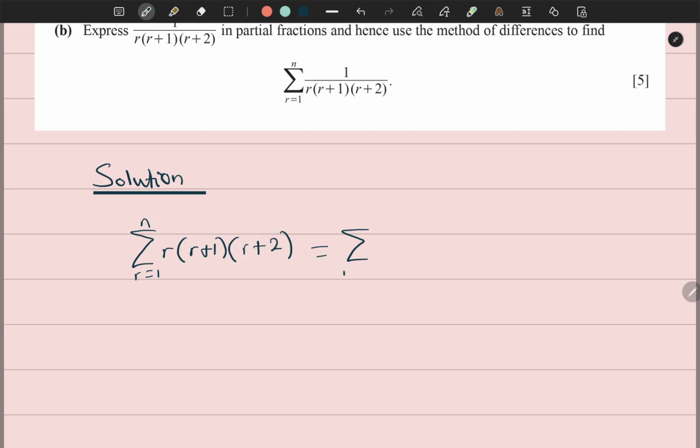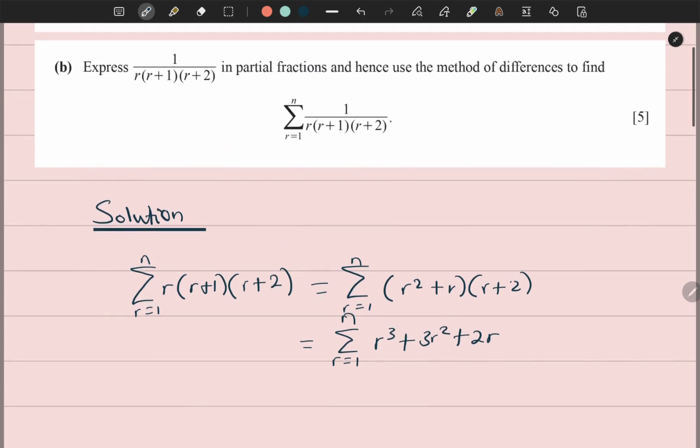So, r equals 1 to n. The first expansion there becomes r squared plus r, then in brackets r plus 2. So let's proceed to expand the two brackets now. Sum from r equals 1 to n, then this will give us r cubed plus 3r squared plus 2r. So this is the final result you obtain for that.